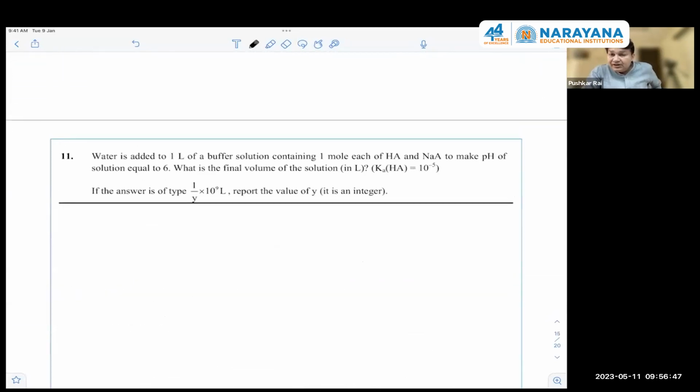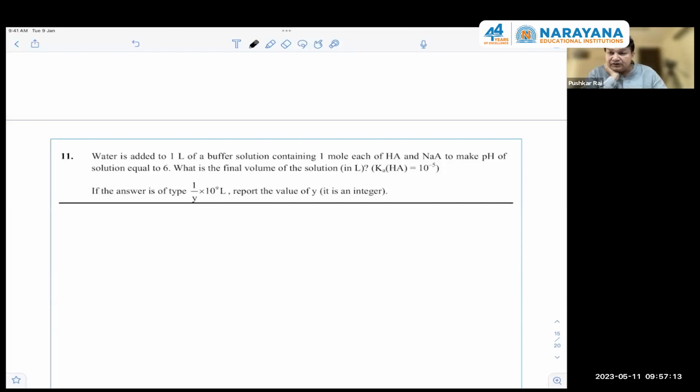If a buffer solution is diluted, whether you add 1 liter or 2 liters, nothing is going to happen. So I created a problem just to keep this in mind. Here you see 1 mole each of HA and NaA is there, so pH is equal to 5. Just to change the pH from 5 to 6, how much water do you need to add? You will be surprised to find this answer.